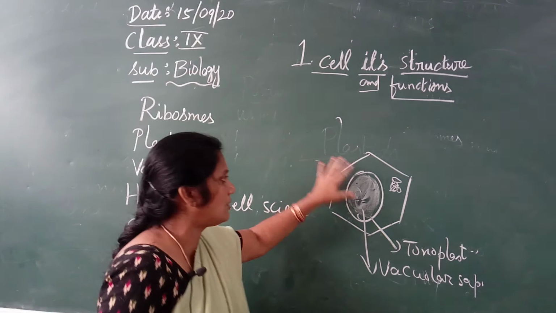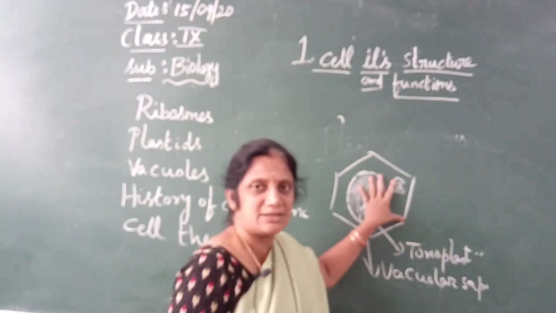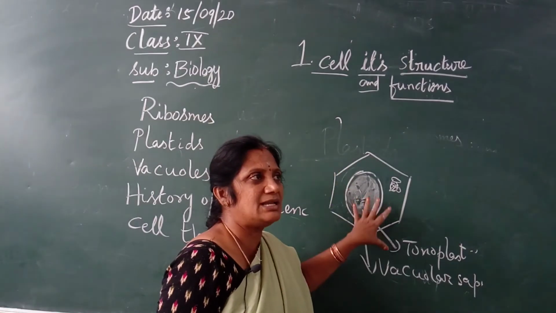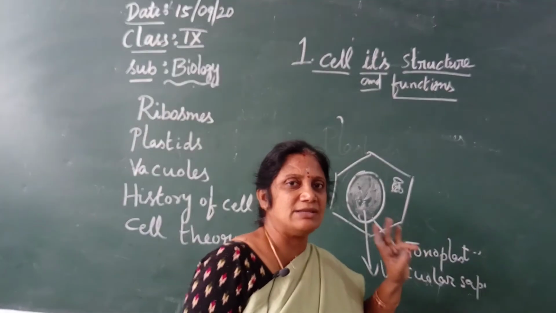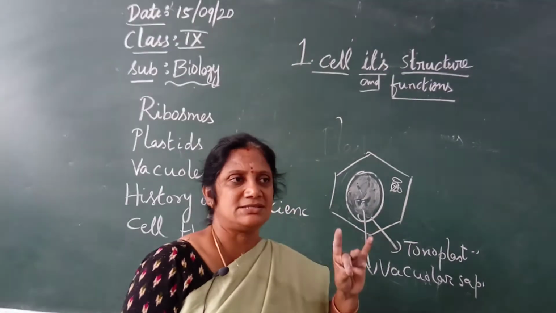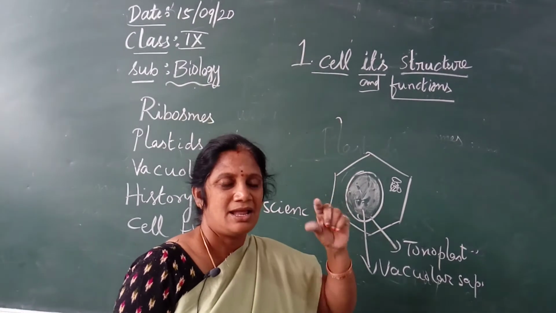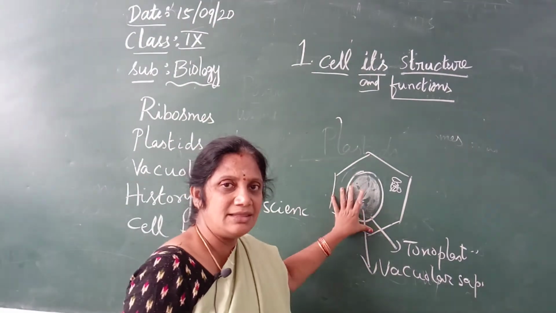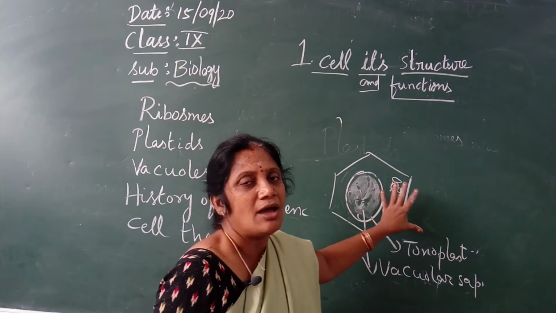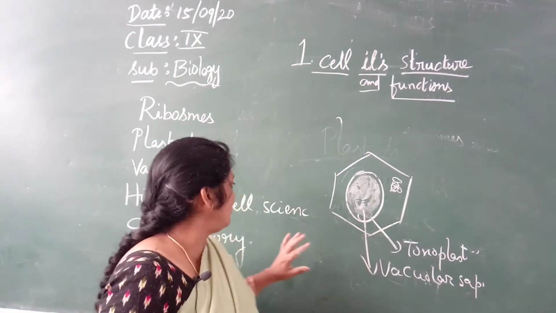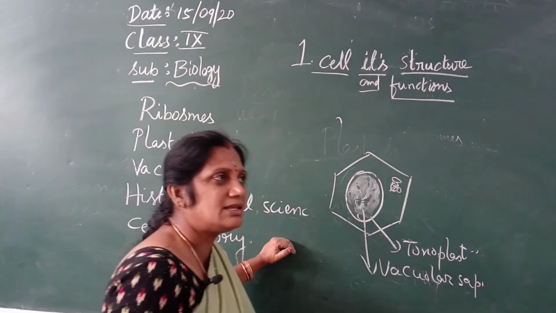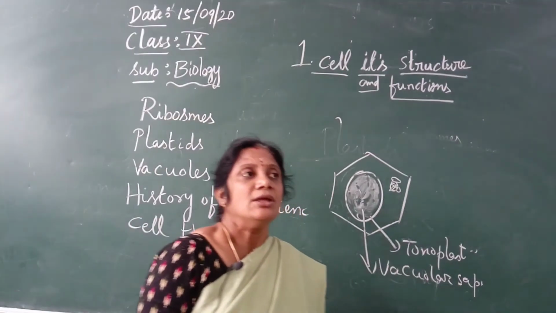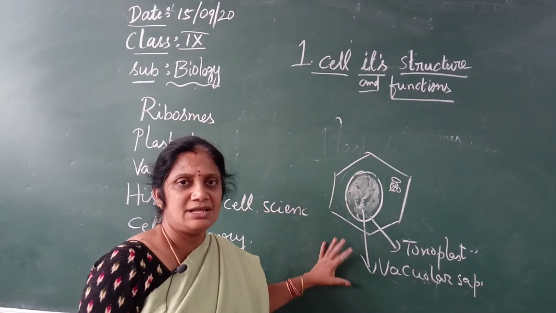When I am drawing, you can see the length and breadth. But all cells are three dimensional. They have length, breadth as well as thickness. Thickness is nothing but height. Now we come to the history of cell science. The cell was first discovered by Robert Hooke in 1665.